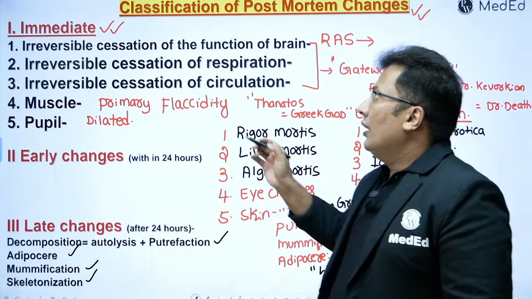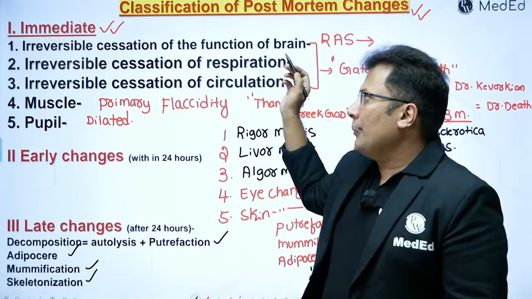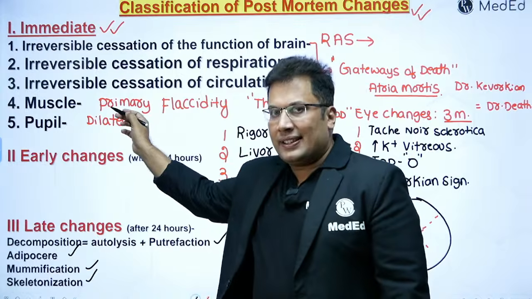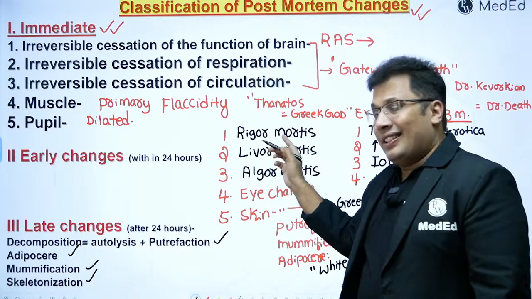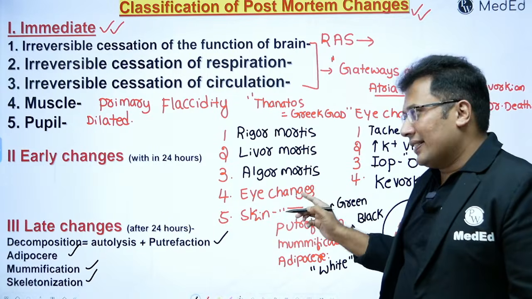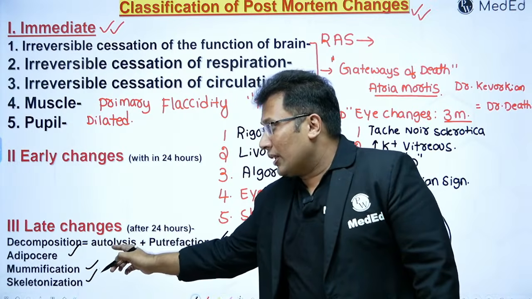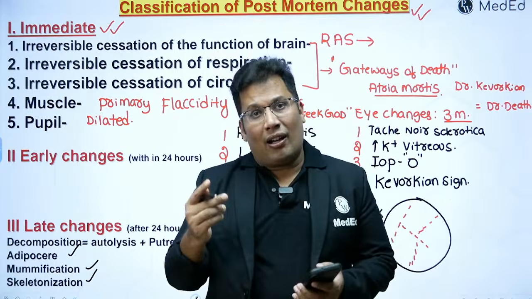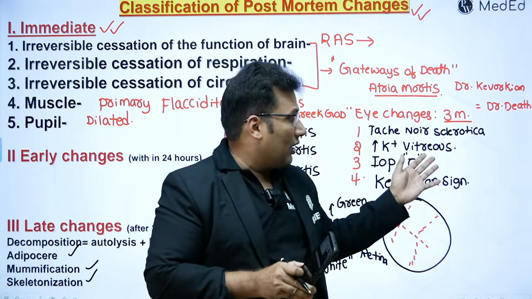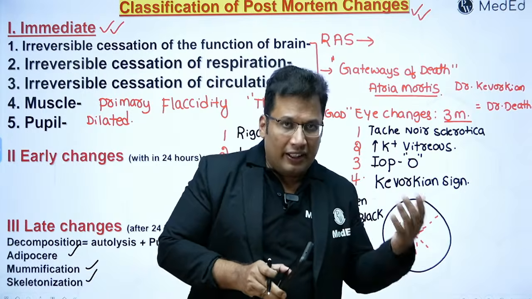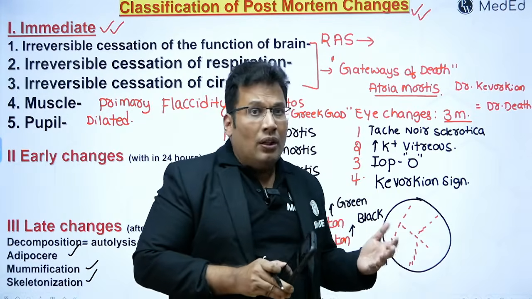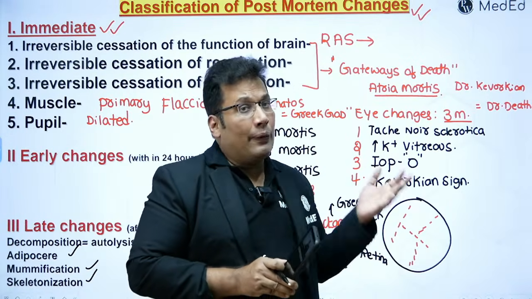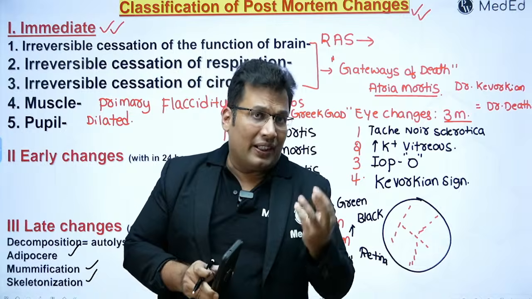I'll repeat again. Classification of postmortem changes: immediate, early and late. Immediate, basically gateways of death, muscle changes and pupil changes. Early, there are 5 changes: rigor mortis, livor mortis, algor mortis, eye changes, skin changes. Late changes, basically adipocere, mummification and putrefaction. Eye changes, basically there are 4 changes. One is Tache Noire sclerotica. Second is increase in potassium level in the vitreous. Third, IOP becomes 0. Pupil is dilated. There can be corneal opacity. Then Kevorkian sign, which is fragmentation of blood in the retinal vessels.